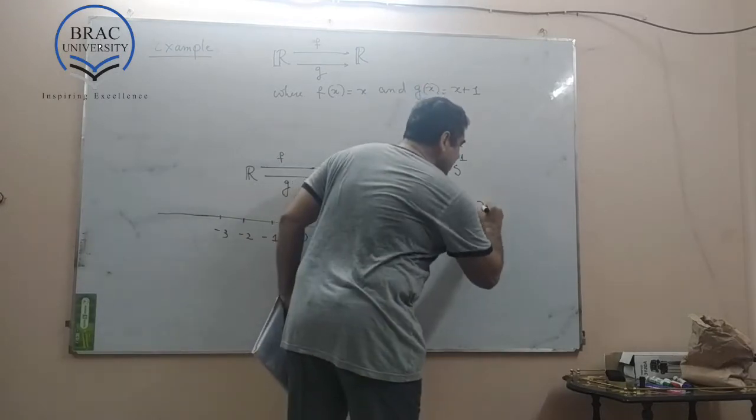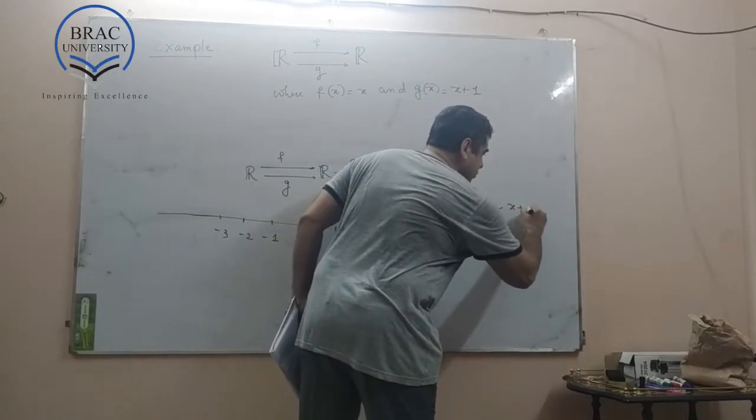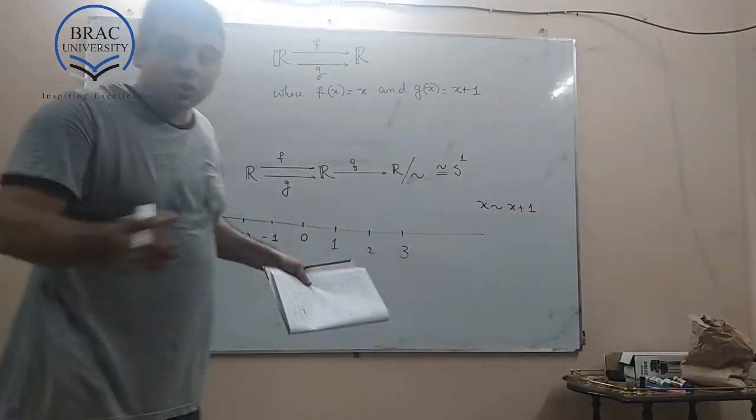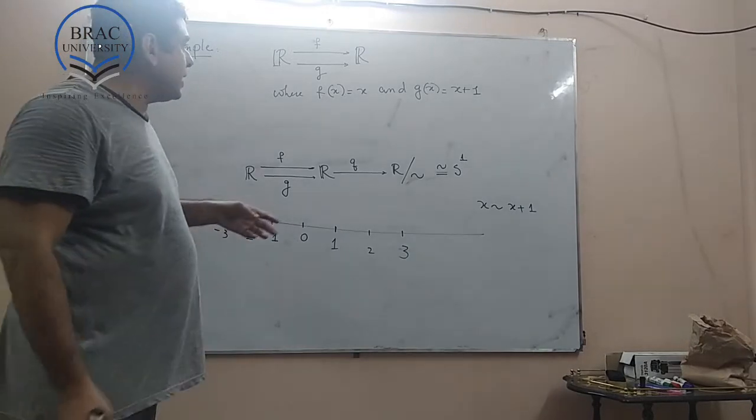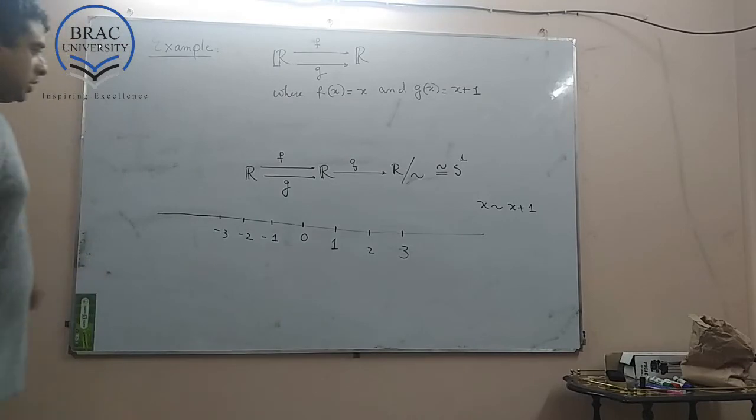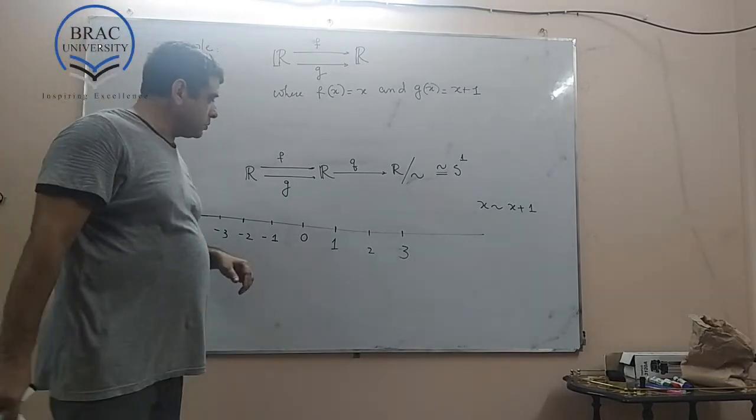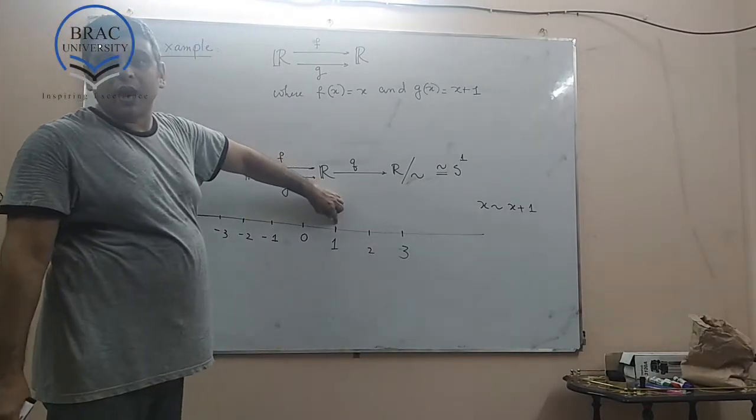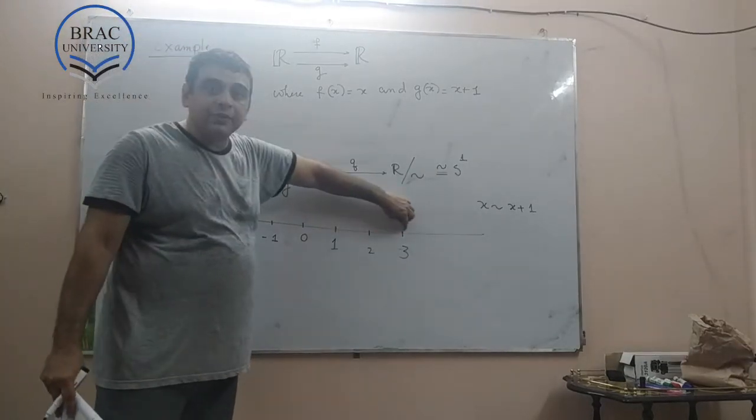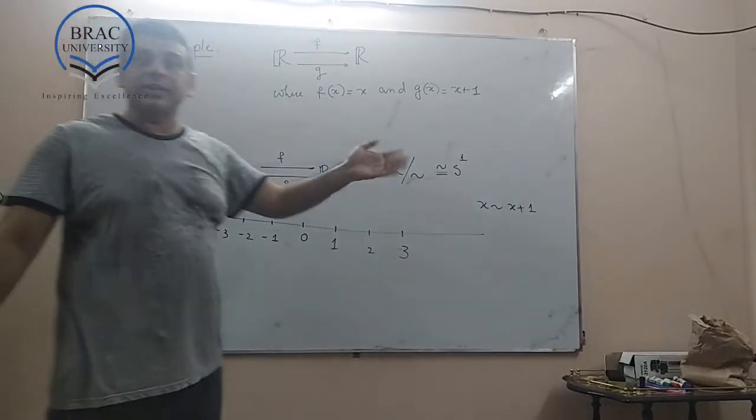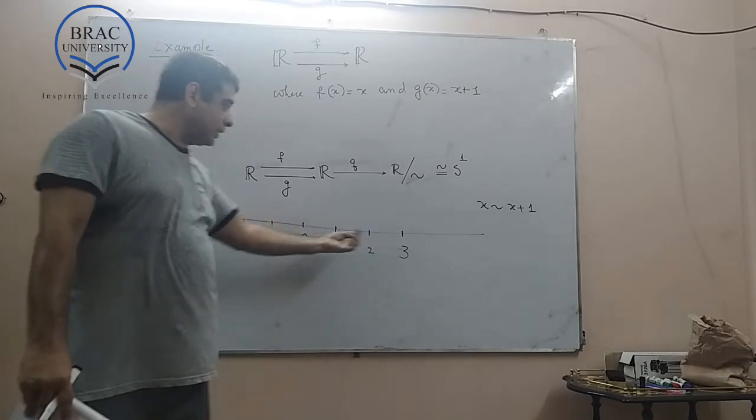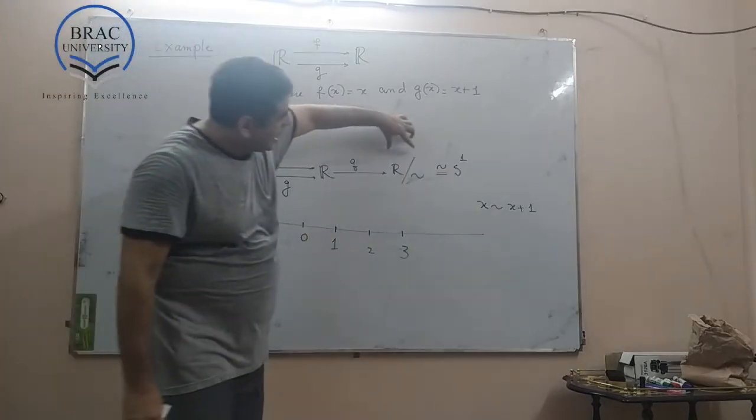So what are we doing? We are identifying x with x plus 1. One is f of x and the other one is g of x. So we are identifying these two images under f and g. Okay? So 0 is identified with 1. 1 is identified with 2. 2 is identified with 3, meaning that all the integers are identified and there is a single point representing all the integers in the real line here.